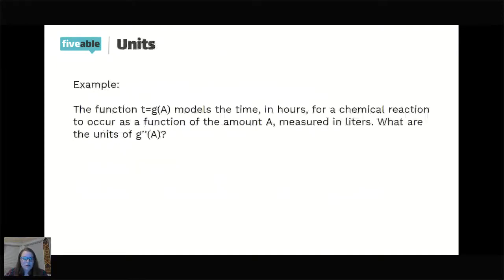The function t equals g of a models the time in hours for a chemical reaction to occur as a function of the amount measured in liters. What are the units of g double prime of a? Okay, be careful with this one. This one might be a little trickier than it seems.